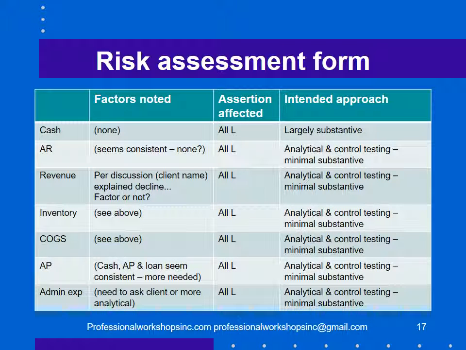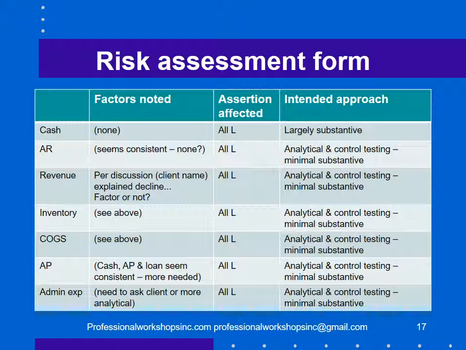So here's what it might look like. Cash. I didn't note anything. I would probably not write anything down. I would say that in my opinion all assertions were of lower inherent risk, and I would then tell my staff that I plan to have a largely substantive approach to cash.